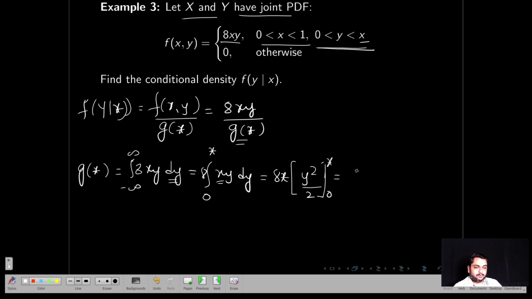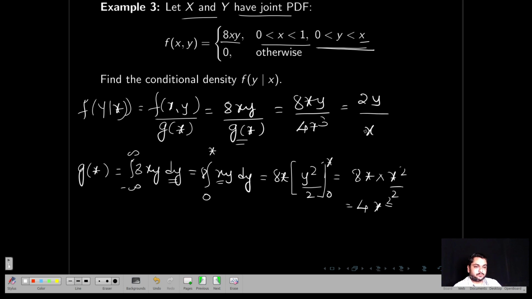So this will be equal to 8x into x square by 2, which is equal to 4x cube. So substitute here. With g of x found, 8xy divided by 4x cube is equal to 2y divided by x square. This is f of y given x.